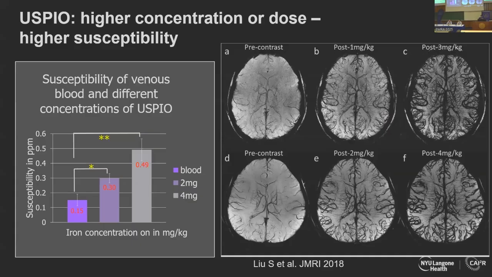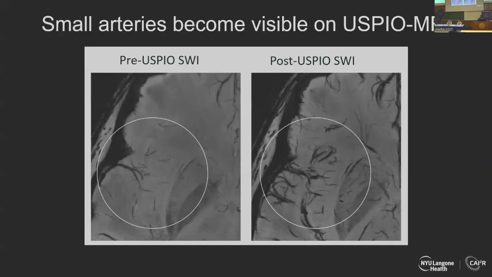Of course, with the increase of the concentration of USPIO, both the stability is increased and also the vessel size is increased, as shown here. And when you compare the pre-USPIO and post-USPIO SWI, you see a lot of new vessels appeared on the post-contrast image. Those vessels are mainly the arteries, because we know arterial blood has a higher oxygenation level, so it didn't show on the pre-contrast SWI, but it can be present on the post.